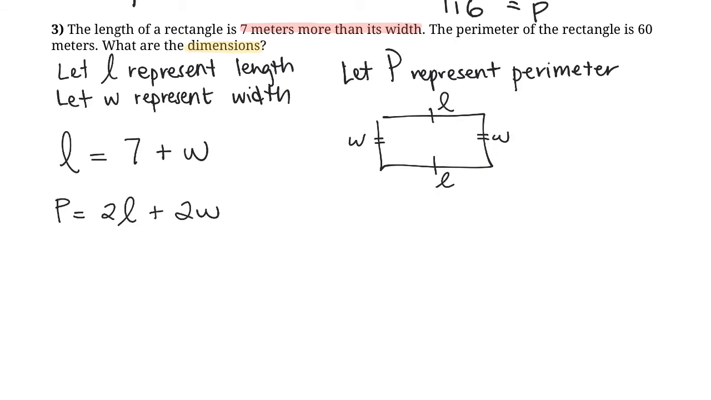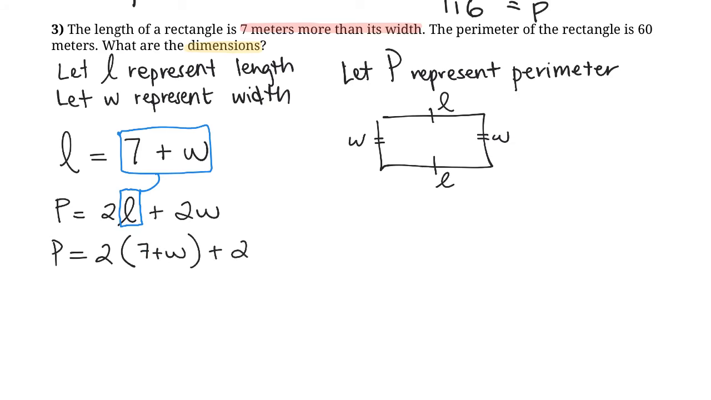Okay, so the L's go together, so that's the 2L. And the W's can go together, that's the 2W. And to find the perimeter, we need to add all of it together. So that's where this P equals 2L plus 2W comes from. But what do we know about the length? We know that the length is 7 plus W. So what I can actually do is take this little piece of information and stick it into the place of L. So that's going to give me P equals 2 times 7 plus W plus 2W.